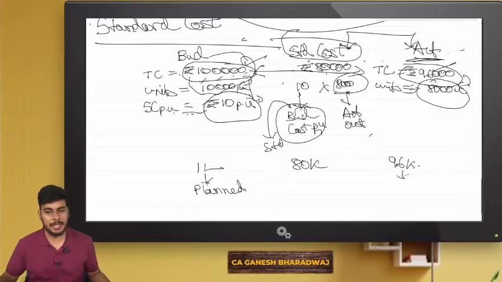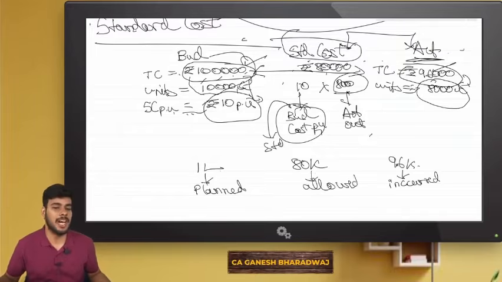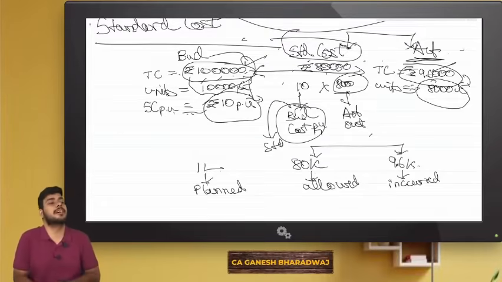This 96,000 is nothing but cost incurred, correct? And what is this 80,000? Cost allowed, correct or not? And it only makes sense to compare my cost allowed with cost incurred, correct guys?